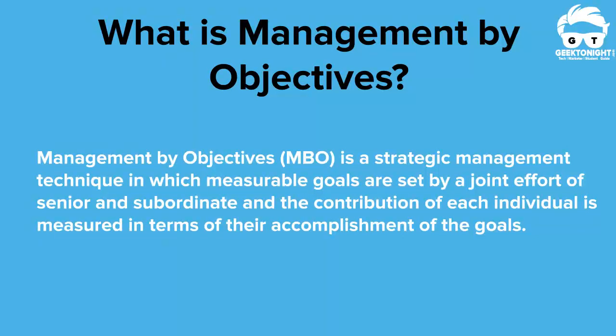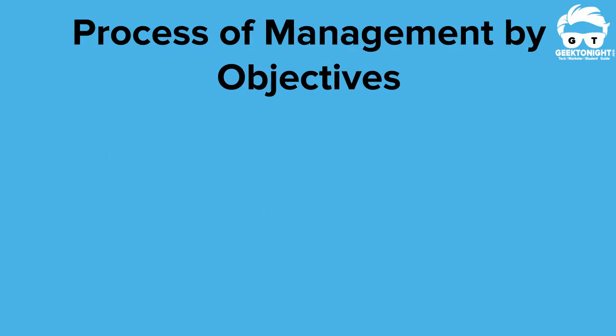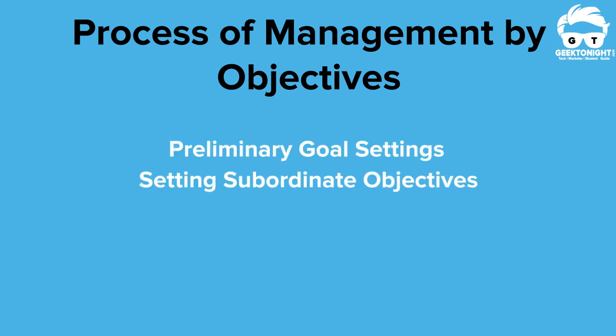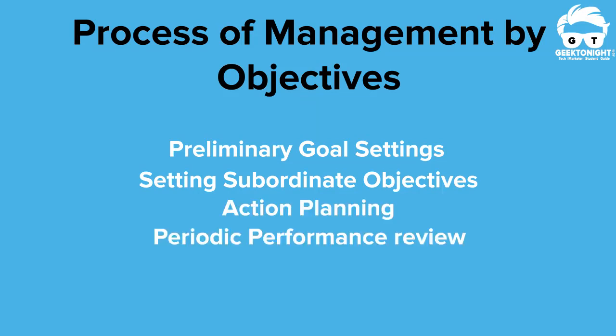The next topic we're going to discuss is the process of management by objectives. The process consists of a few elements. The basic assumption behind such a philosophy is that when people are aware of expectations from them, they align their personal goals with the organizational goals and can perform better. The steps of the MBO process are preliminary goal setting, setting subordinate objectives, action planning, periodic performance review, and final appraisal.